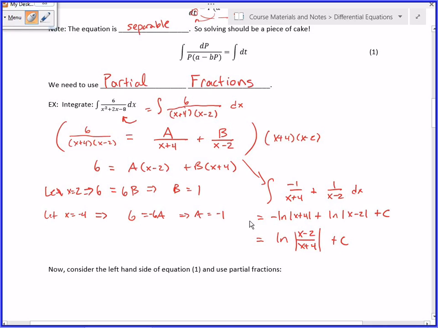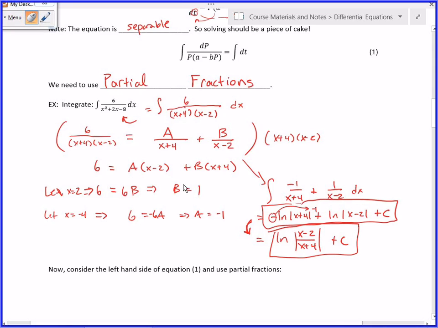Y'all know what I did there, right? You know your properties of logs? What happened with the negative? The negative is like up here as the minus 1. It's what puts it in the denominator. It's like subtracting two logs. If you take a log of a minus log of b, it's log of a over b. This is like log of x minus 2 minus log of x plus 4. So it's log of x minus 2 over x plus 4, with the plus c out there. But either one of these is right.